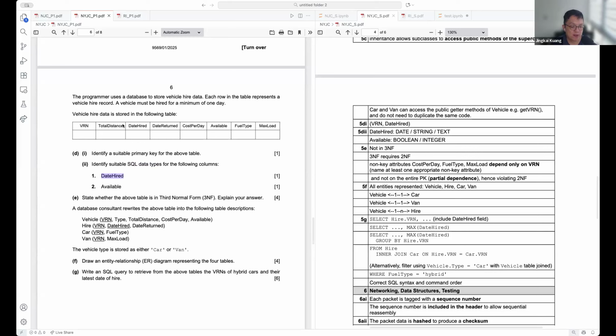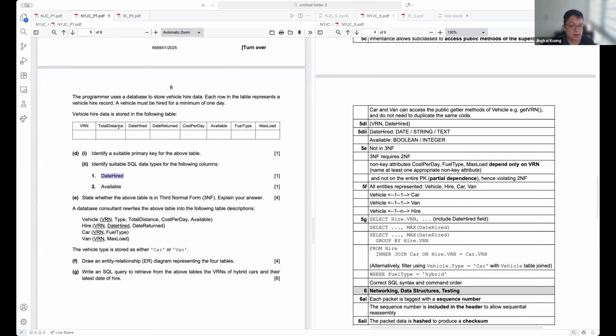Okay, so this one is 1NF for sure. I think more or less you can tell it's 1NF. Okay, 2NF, right? For 2NF we are looking for no partial dependency. So partial dependency is, in this case, I have two fields that come together to form the primary key, your VRN and date hired.